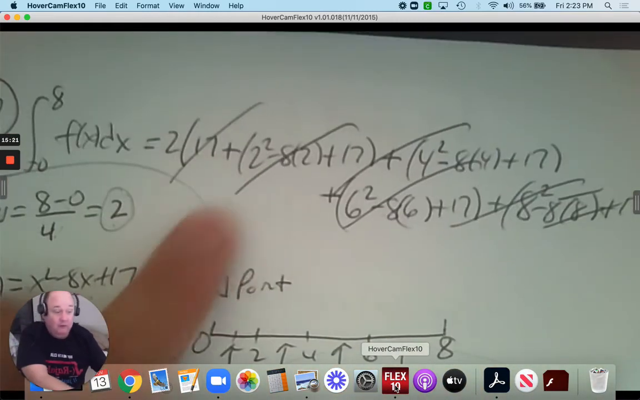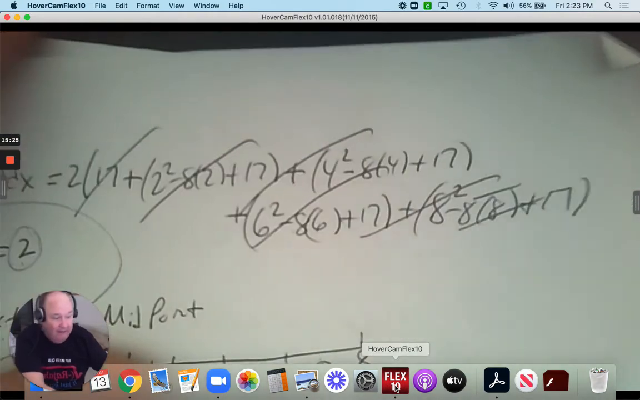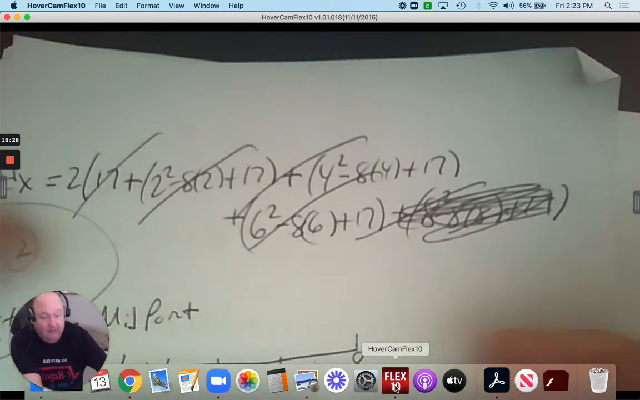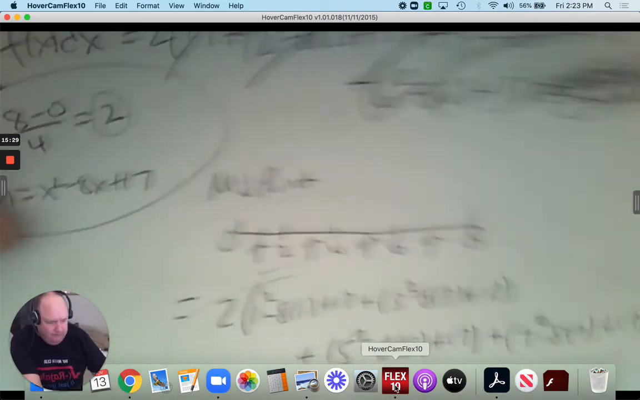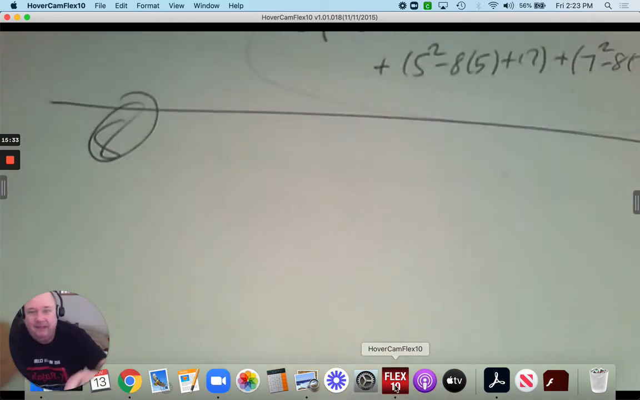Do you know what this was that I did? I did a left Riemann sum, 0, 2, and then I even added an extra rectangle at the end. Just wrong all together. Let's do it right. Number 8. Let's see if I can do better.